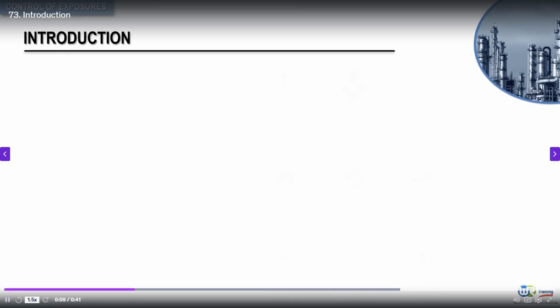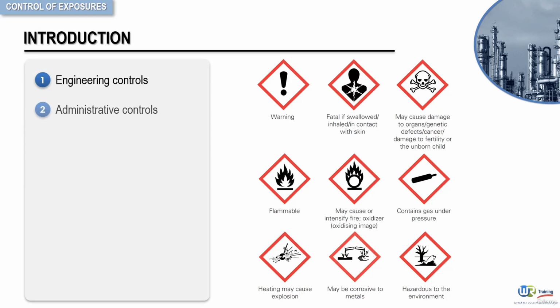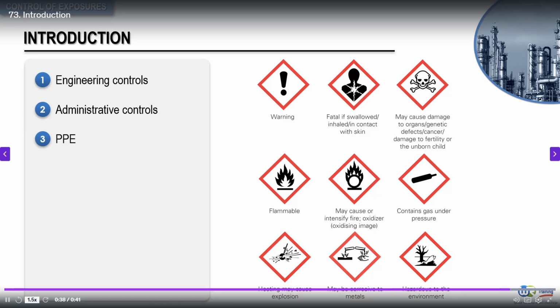Where the use of hazardous materials cannot be eliminated or substituted, the following measures may be used to control exposure in descending order of priority. First, engineering controls, then administrative controls, also known as collective protection, and finally, PPE. In the next couple of videos, we will discuss each measure in detail.